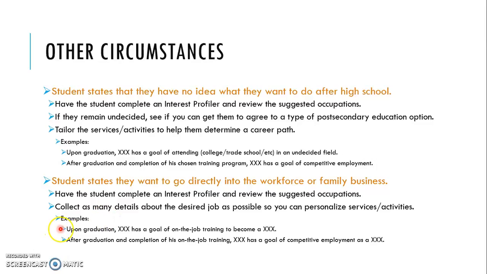So the goal you'd be writing would just say upon graduation, they have a goal of on the job training. Regardless of whether you get a job at Walmart or you get a job at Lowe's or whatever it is you're doing, there will be a period of on the job training. So if somebody wants to go directly into the workforce, we use this goal right here, on the job training to become whatever it is that they want to be. So if they want to be a farmer, they want to be a farmer. And then after graduation and completion of on-the-job training, they have a goal of competitive employment as a farmer or whatever.